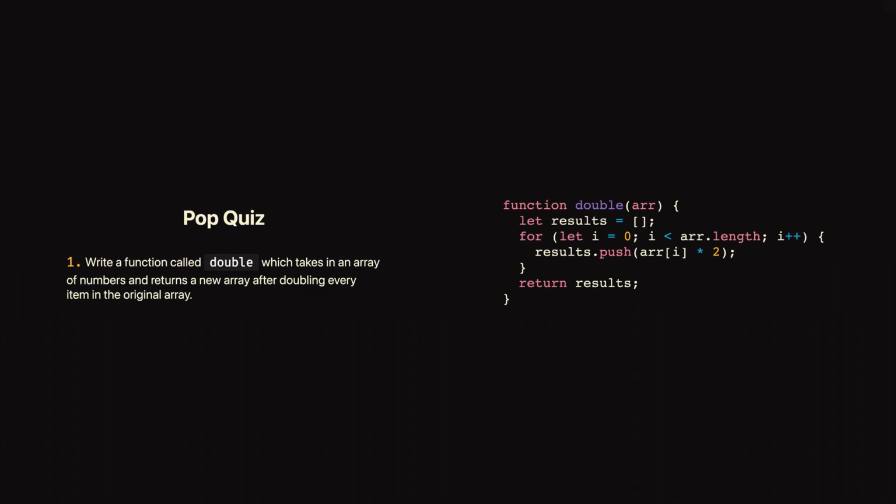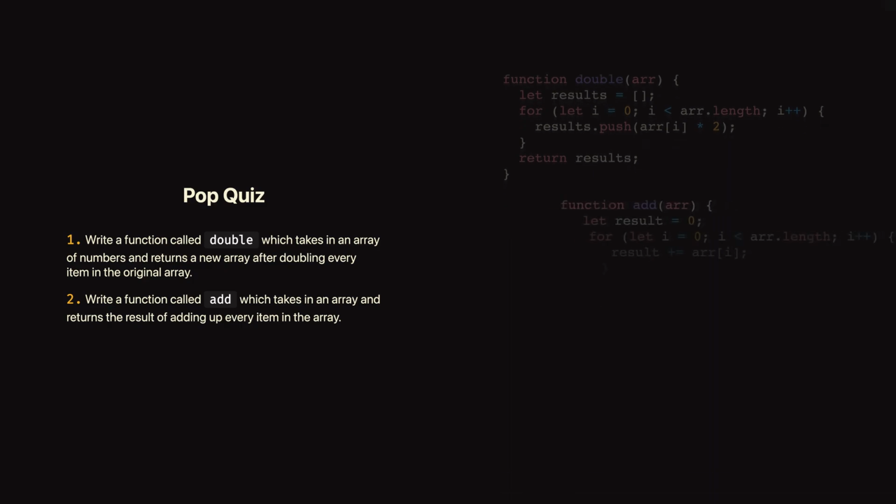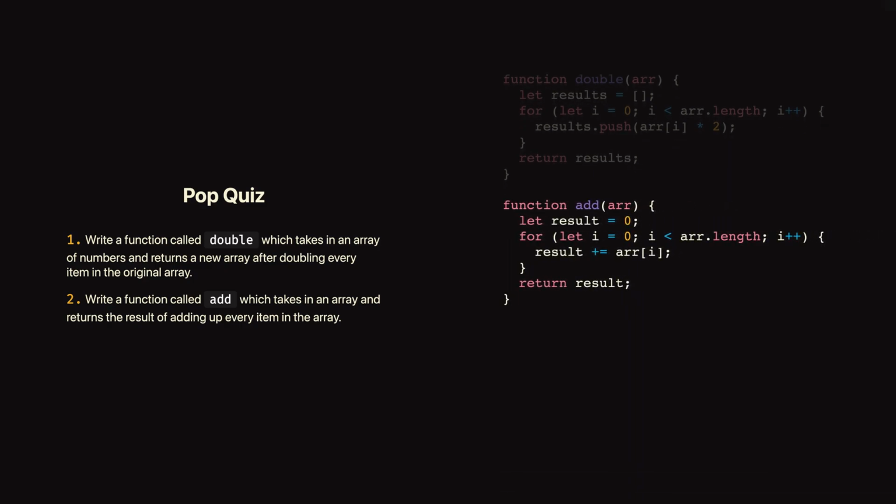Say we wanted to write a function called double, which takes in an array of numbers and returns a new array after doubling every item in the original array. One approach may look like this, where we times each number in the original array being passed in by 2, push that into the new array, and then return the results. Next, what if we wanted to write a function called add, which takes in an array and returns the results of adding up every item in that array? Again, a similar approach may look like this, where we create a variable and set it equal to 0, then we add the value of each item in that original array that's being passed in to this variable and return it.